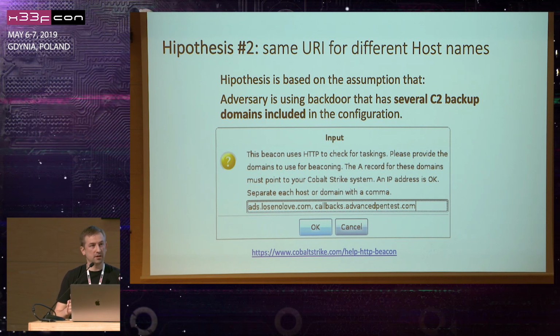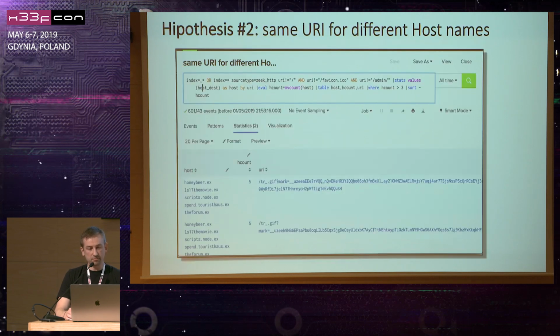Yes, it is. In this example of the Cobalt Strike beacon, there's also such an option to put several domains, C2 domains, into one configuration, into one of the beacons. So there is a possibility that one type of malware is going to connect with the same URI to different host names. This is a kind of a Splunk query to implement this hypothesis.